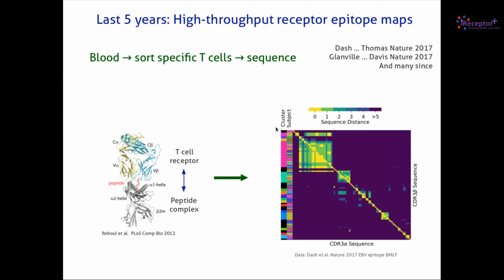What you get from that is a relatively large set of T cell receptors that are all specific to the same target. A visualization of this kind of data from a study from Paul Farmer's lab is displayed down here. In that visualization, below the diagonal we show the distances of the CDR3 alpha sequences, and above the diagonal the pairwise distances of all the CDR3 beta sequences.